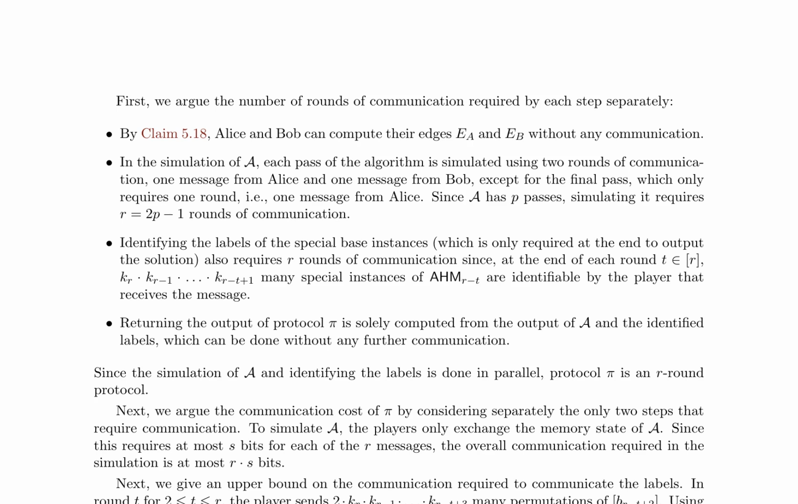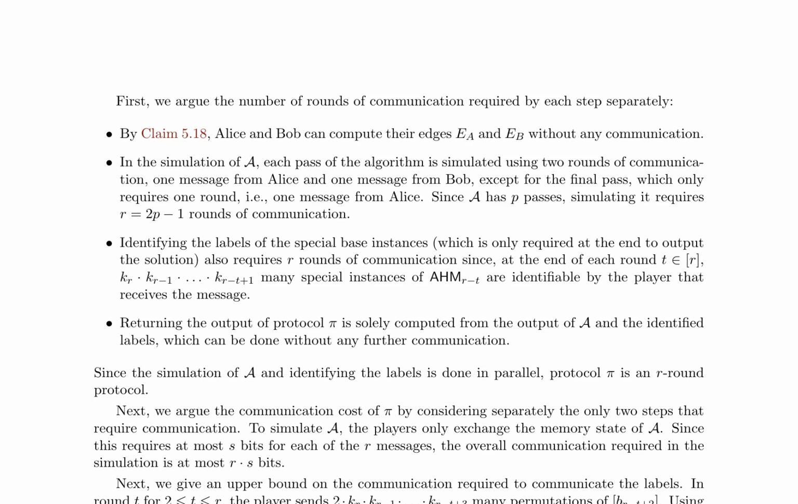The communication cost of Pi is then analyzed by considering the two steps that require communication, simulating A and identifying the labels. The simulation of A requires at most R s bits of communication, where s is the number of bits required to represent the memory state of A. The communication required to identify the labels is upper bounded by O(R n r log n r) bits.